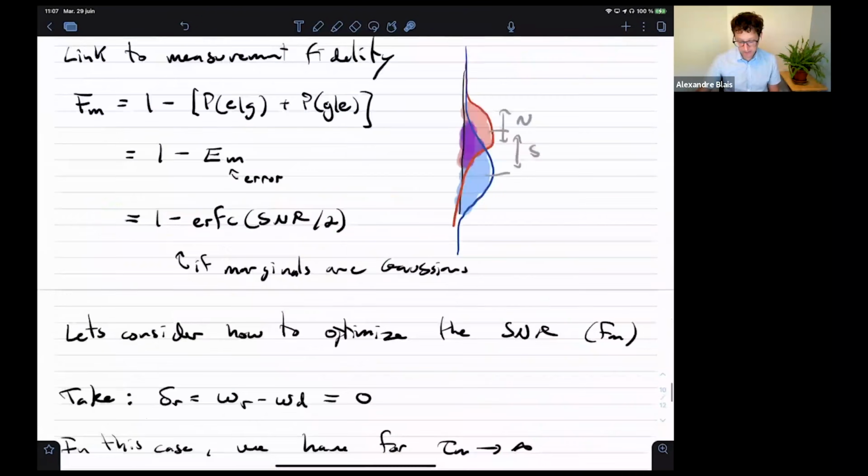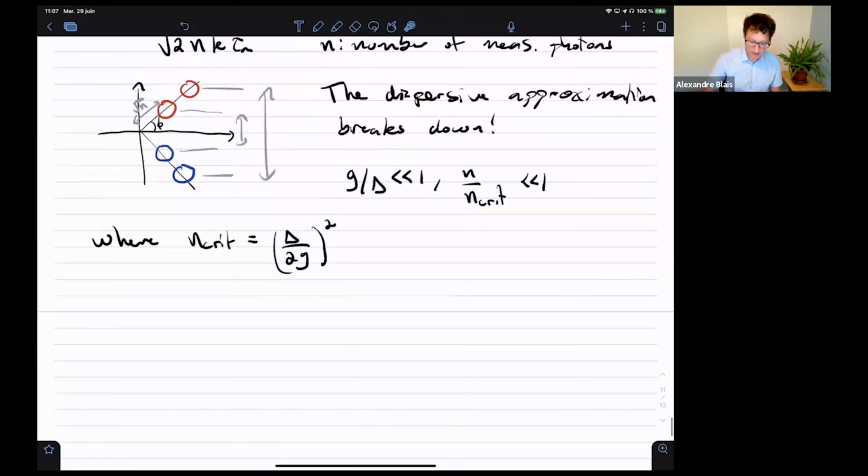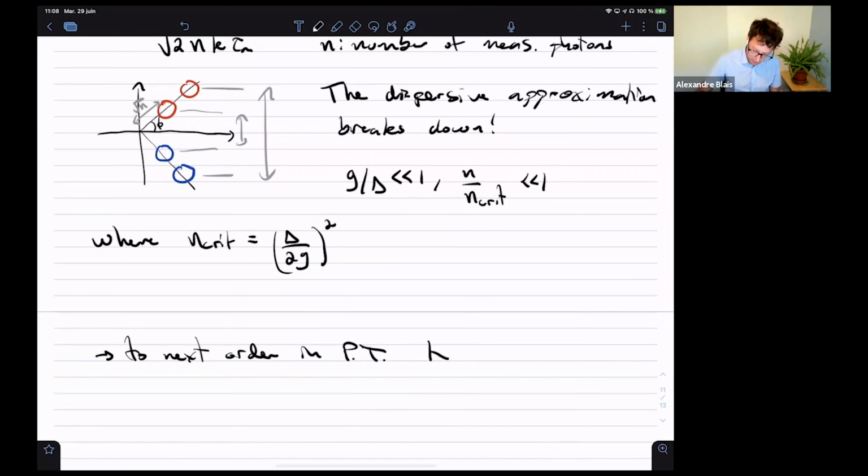One thing that happens is that, if you do perturbation theory, you should go to next order, as your small parameter doesn't stay so small anymore. And so to next order in perturbation theory, you will find new terms, which are known as Kerr nonlinearities.